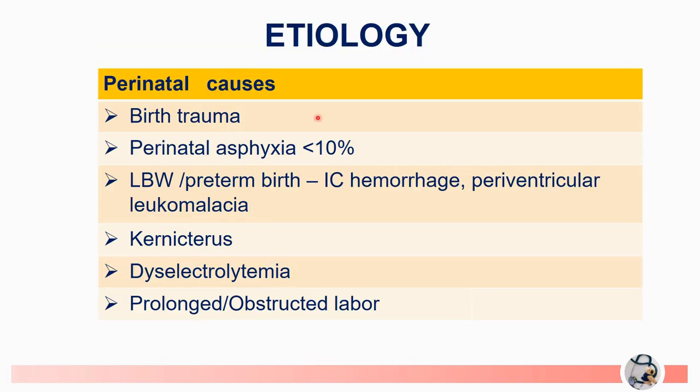Then the perinatal period is 22 weeks gestation age till 7 days after birth. During this phase the birth part comes. So here you ask about birth trauma during the delivery, perinatal asphyxia, which comprises less than 10% cause for CP. And then if the child was low birth weight or was a premature birth, and if the baby had an intracranial hemorrhage or periventricular leukomalacia. Kernicterus is another cause, dyselectrolytemia that will present with seizures, and then sometimes they have a record of NICU admissions, and prolonged obstructed labor. So NICU admission is very important in your history.